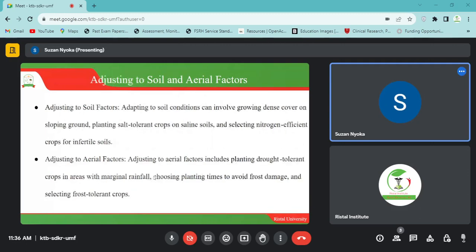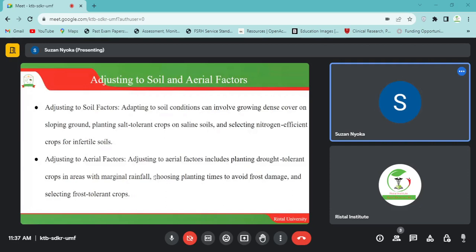Washing off of soil by what? By water, by running water. So in soils where there is too much salt, you can decide to opt for salt tolerant plants. For fertile soils, you can make sure you select those plants with high nitrogen, and the factors adjusted to area factors include planting drought tolerant crops in areas with marginal rainfall.